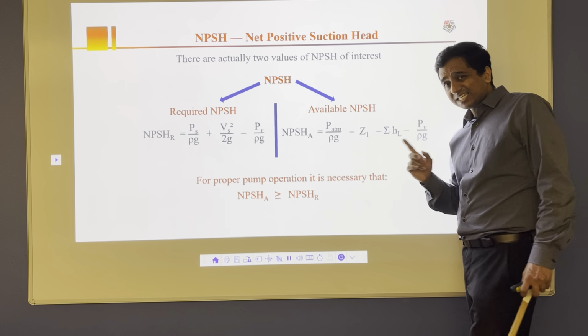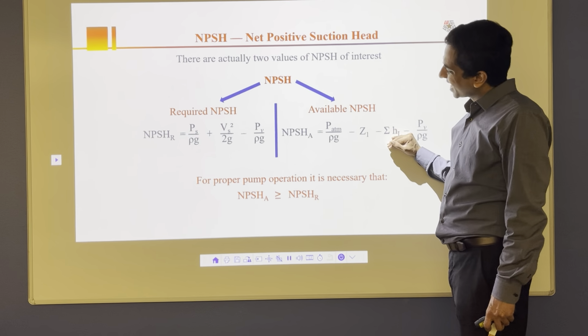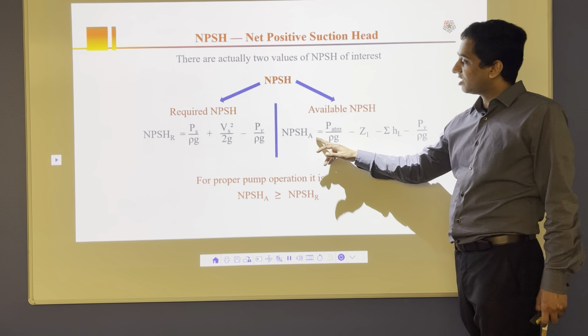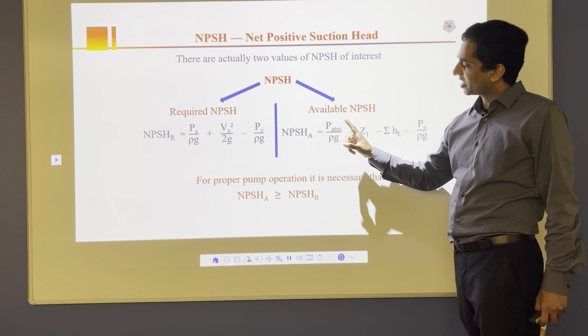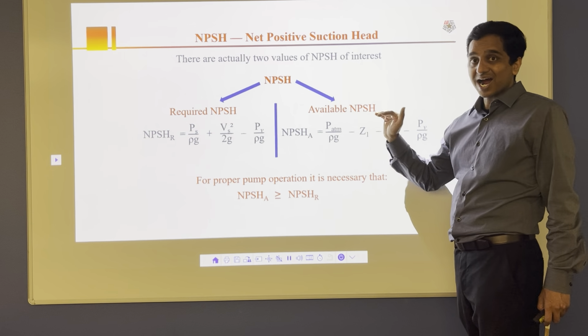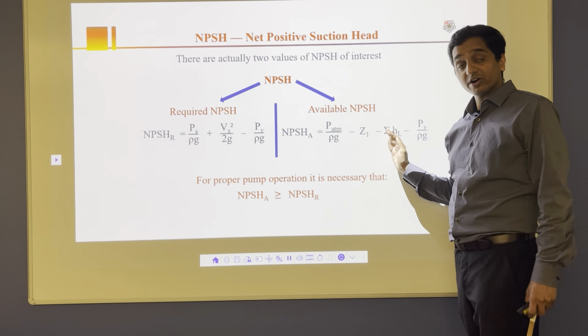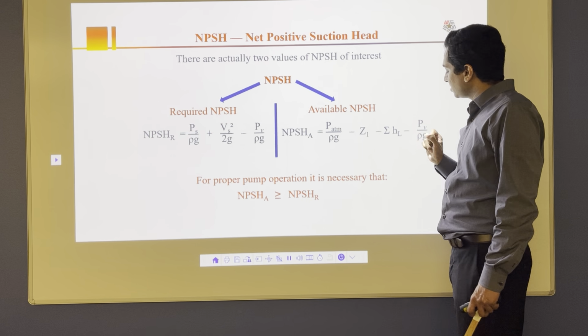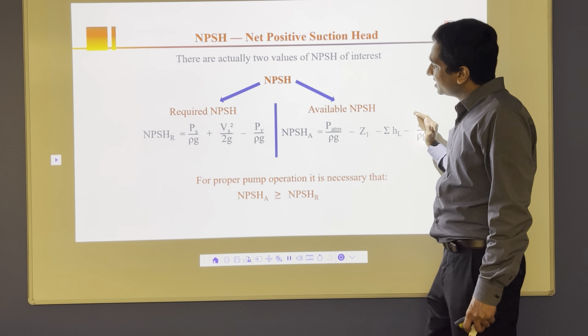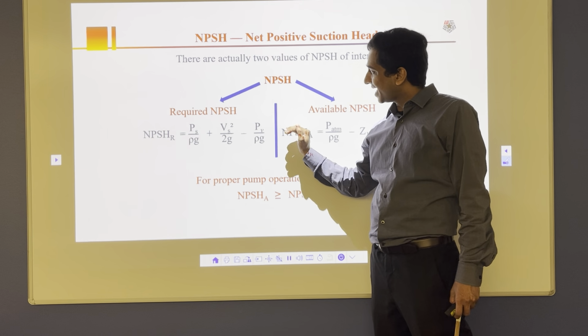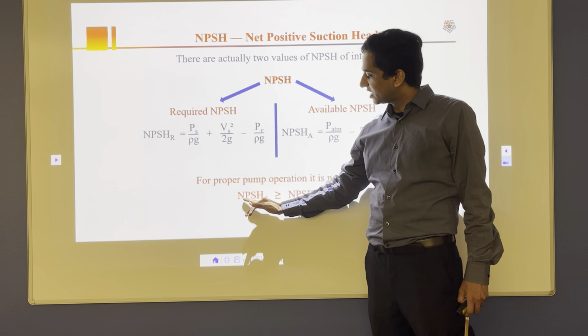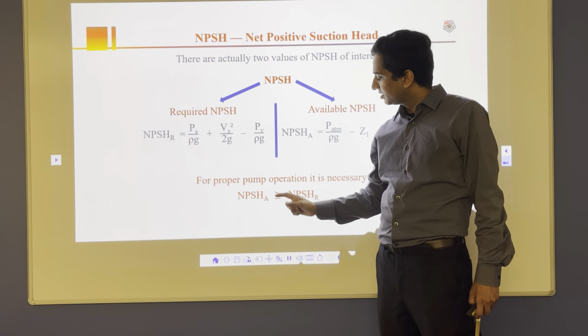Based on that number, you have to calculate your available head. You have to account for atmospheric pressure, the height at which you are going to place the pump, head loss, and the vapor pressure of the fluid. All these things you have to account for, and then you see whether NPSHA is higher than NPSHR.